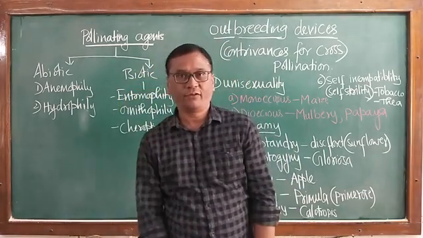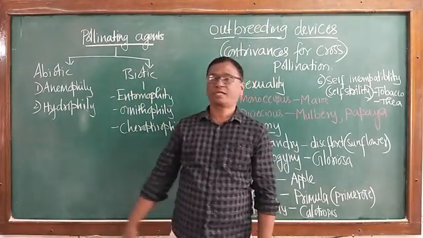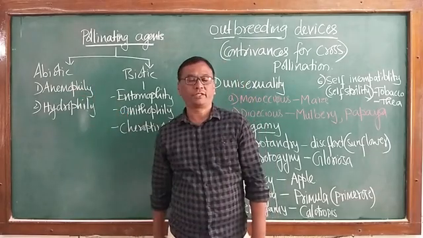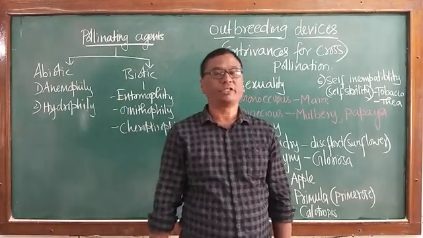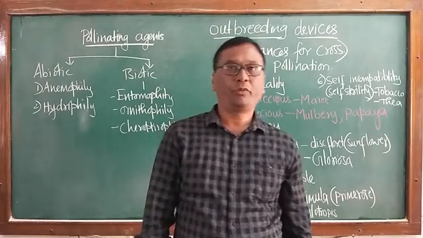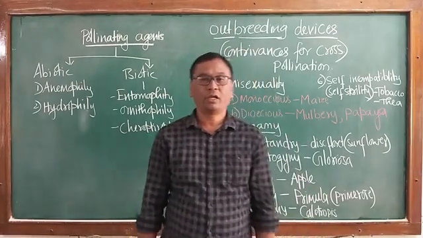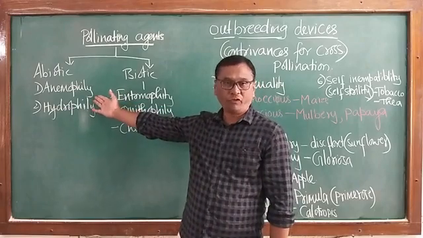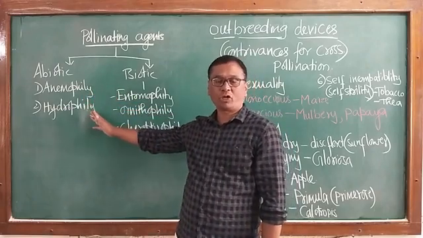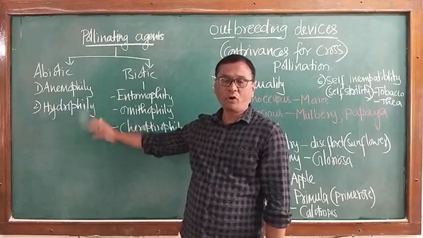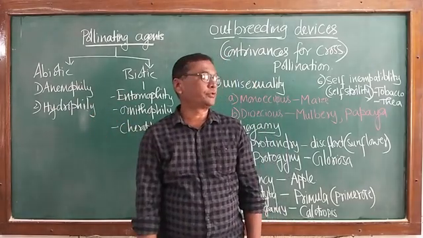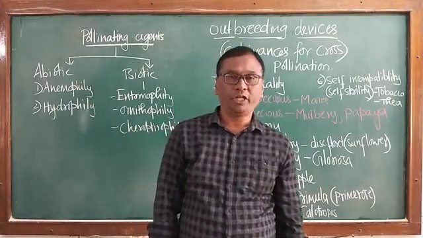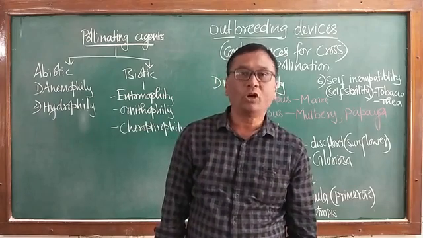As the word itself explains, abiotic means these are the non-living things which help to bring about pollination. The pollination brought about by wind, anemophily, and the pollination brought about by water, hydrophily, are the two types of abiotic pollinating agencies or agents.